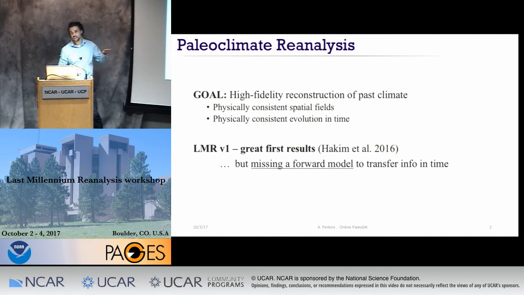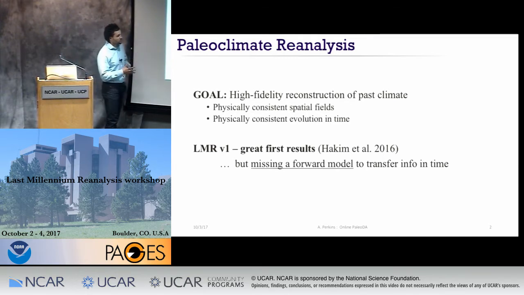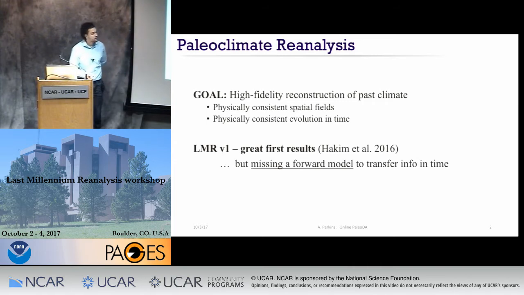And everything I'm comparing in this presentation is going to be against version 1 results. You saw a lot of updates by Robert, but I'm not comparing to those yet. I hope to in the future. So LMR 1 was good, but there's one thing that was missing from that with respect to DA, which is common to DA, and that's the use of a forward model. So there's no mechanism to transfer any information at a given point in time to another point in time. The only thing we're using is proxy information. That's the only temporal information we had in version 1.